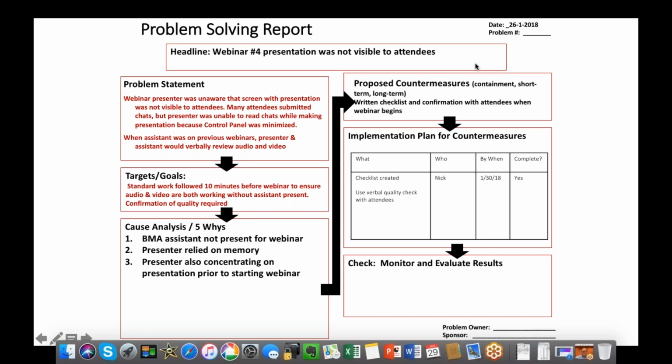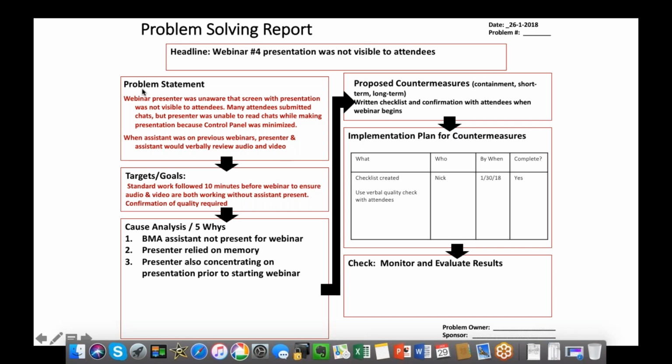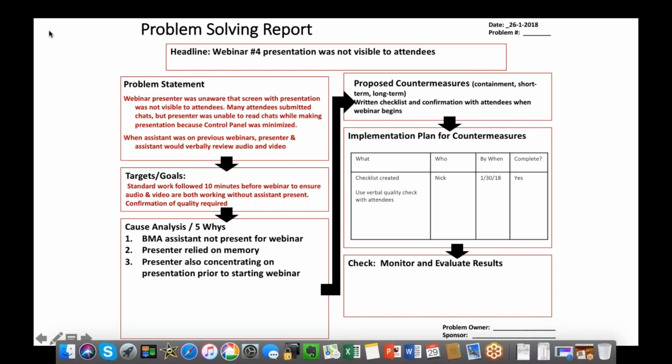So my solution, which is the countermeasure, is a written checklist, which, if you see, is right here. So I created this written checklist where I checked everything off beforehand, and I did a verbal confirmation at the beginning. If you could not see me, could not see the screen, could not hear me, you should submit a chat. So as of now, I have no chat saying you can't see me or hear me. So I guess everything's okay, and we'll move on with the presentation.